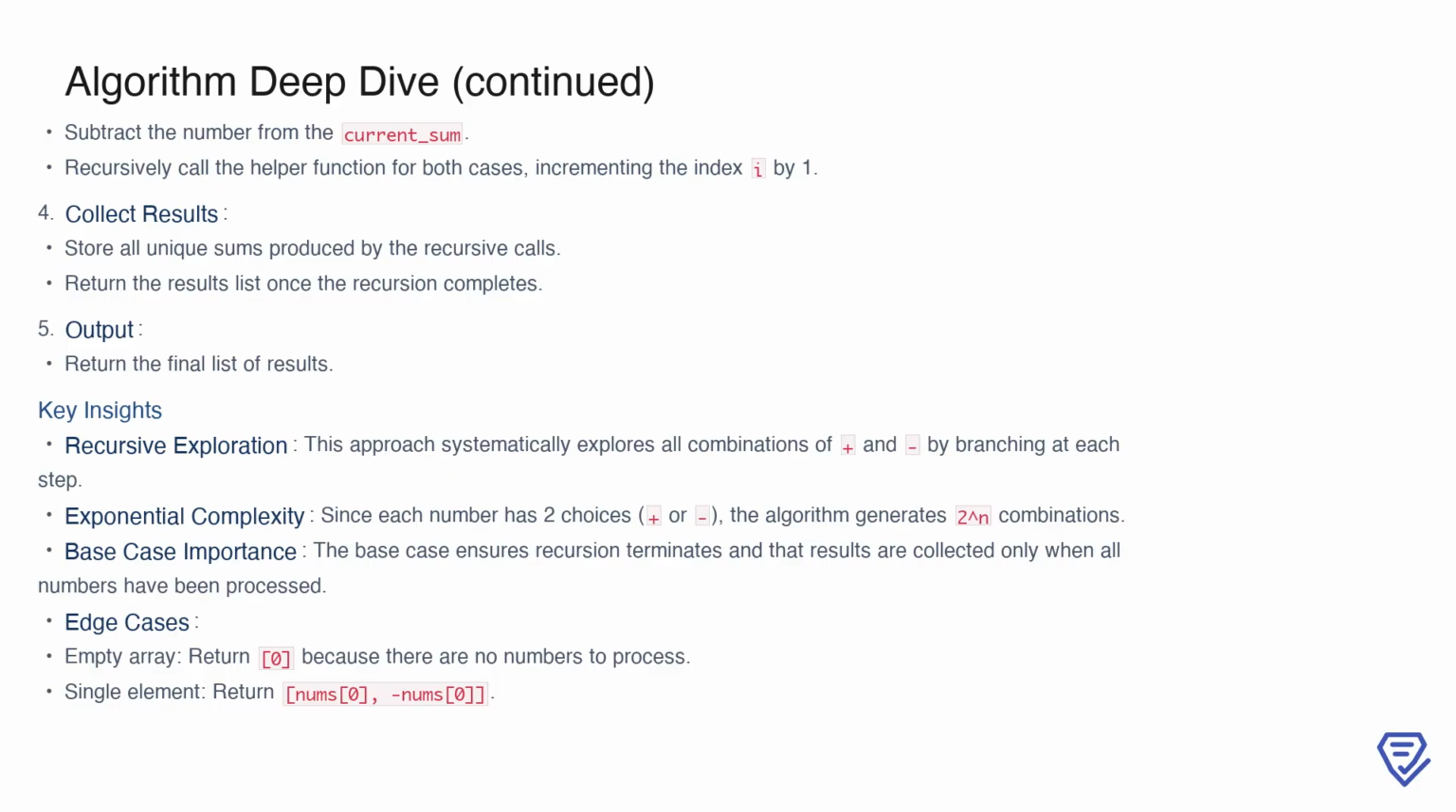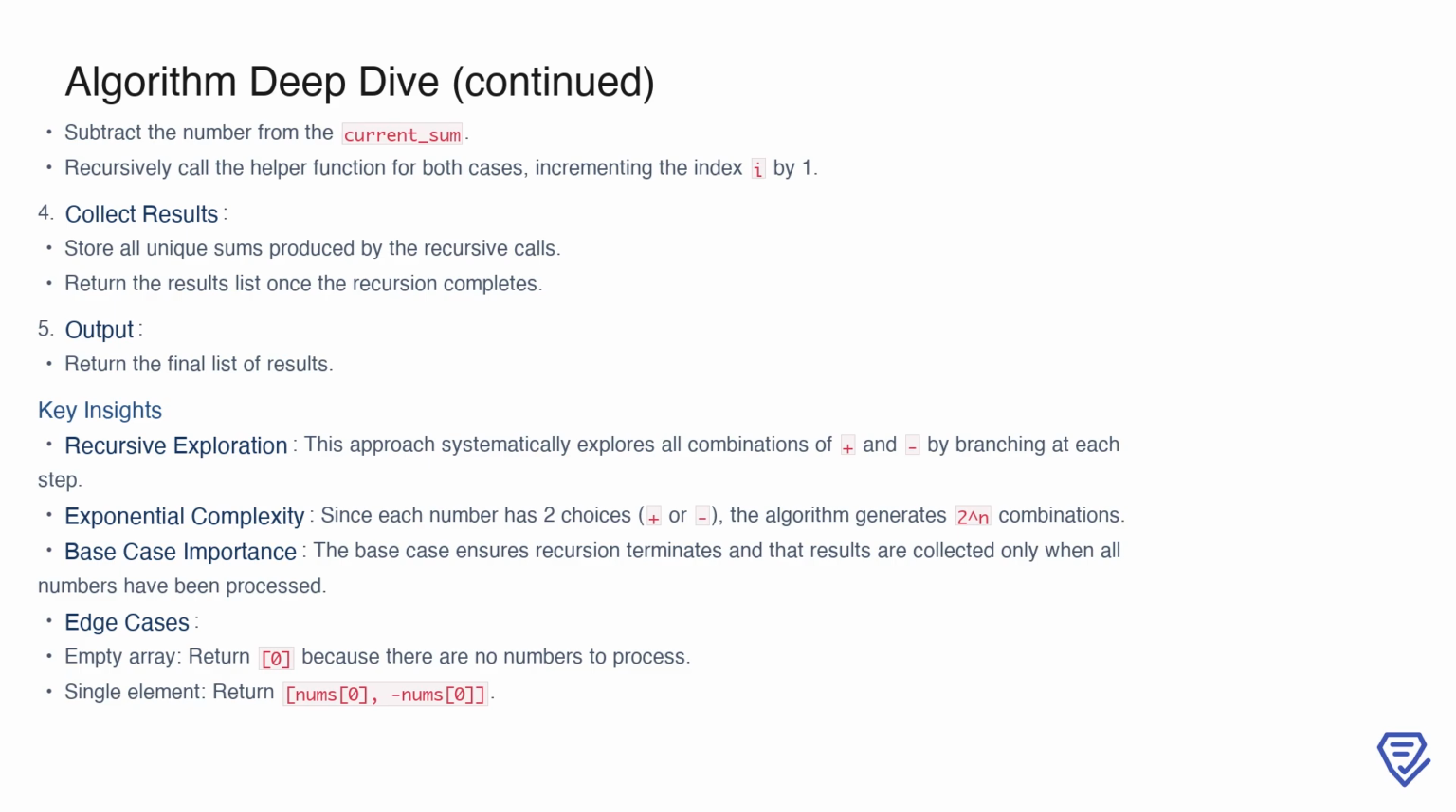This approach leverages recursion to examine every possible configuration of plus and minus signs, ensuring that no combination is missed. However, it's important to note that this method has exponential complexity, as there are 2^n combinations for an array of size n. The base case ensures that recursion terminates correctly, and we only record sums when all numbers have been processed. Edge cases, such as an empty array or an array with a single element, are also handled.